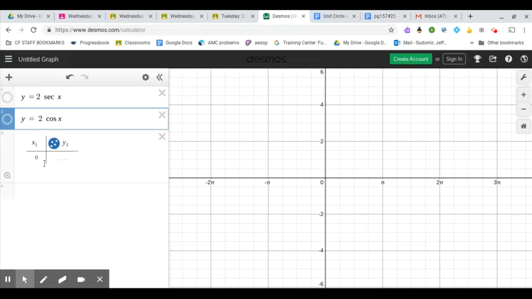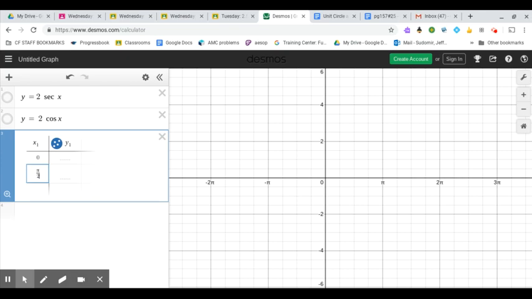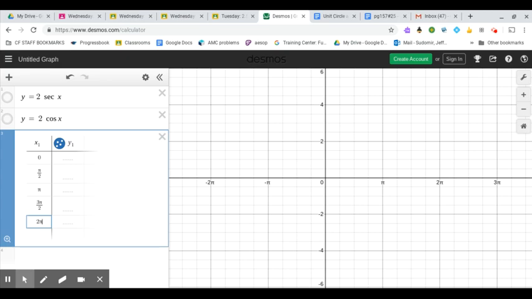As I said, we're going up by pi over 2, so 0 plus pi over 2 is pi over 2. If I add another pi over 2, I end up with pi. Pi plus pi over 2 is 3 pi over 2. And then finally, 3 pi over 2 plus pi over 2 is 2 pi. That gives us the x values.